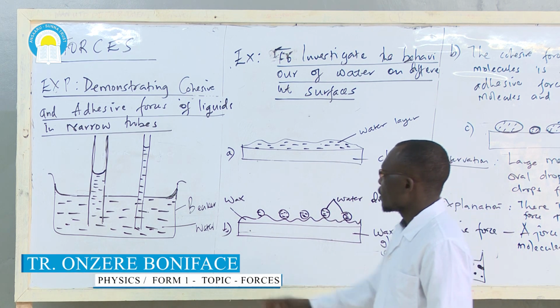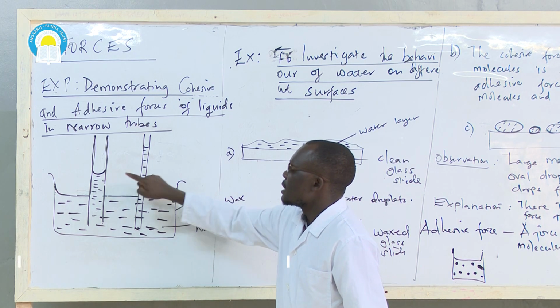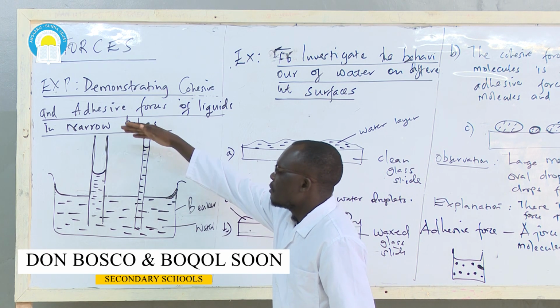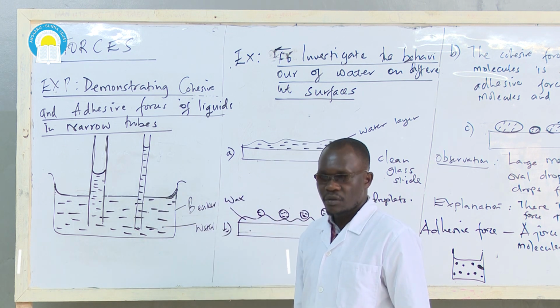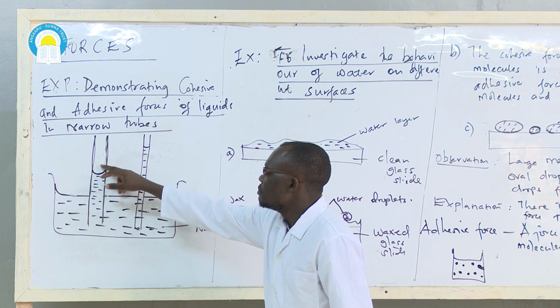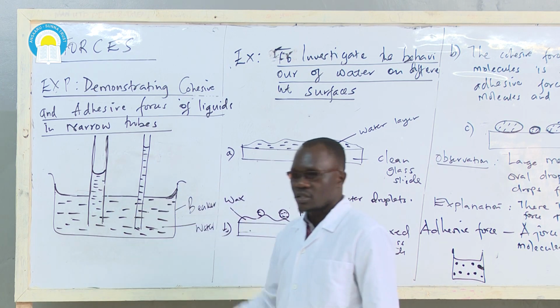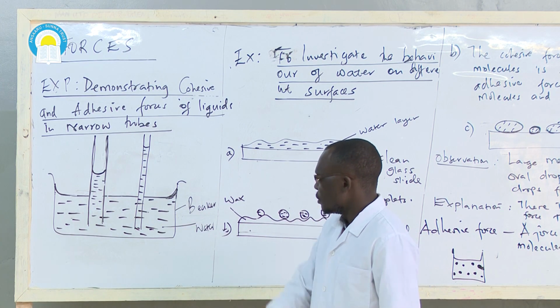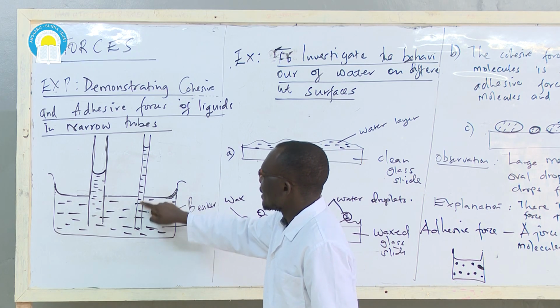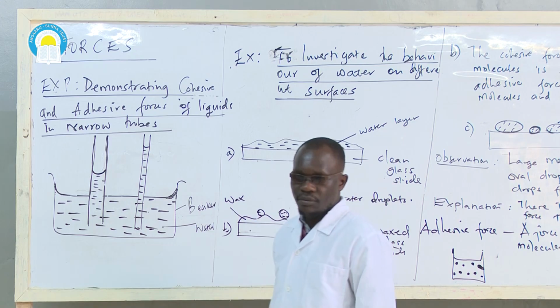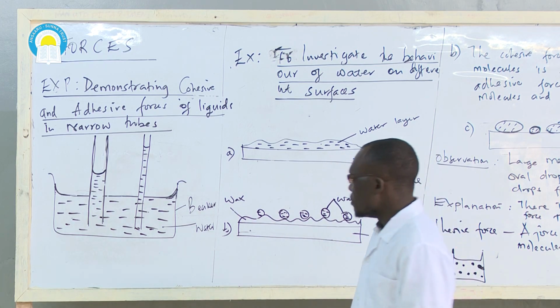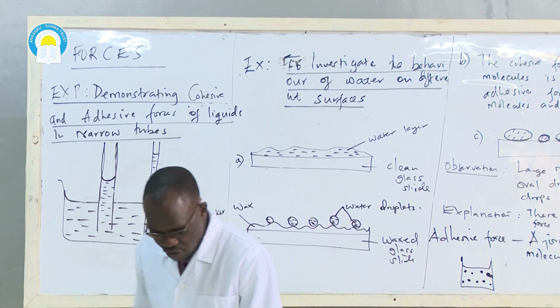One, the liquid rises in the narrow tube above the level of the liquid outside the tube. The water level in the tubes is higher than the water level outside the tubes. Number one. Number two, the water level is higher in the narrower tube compared to the level in the wider tube. Those are the observations we made. Now, what is causing this?